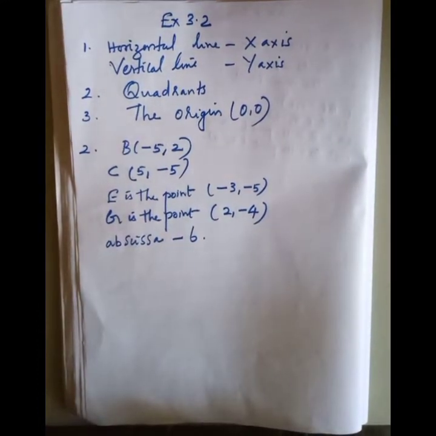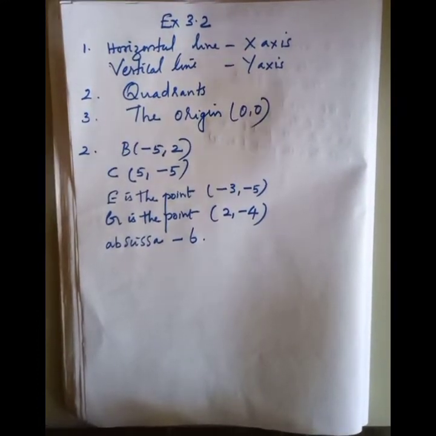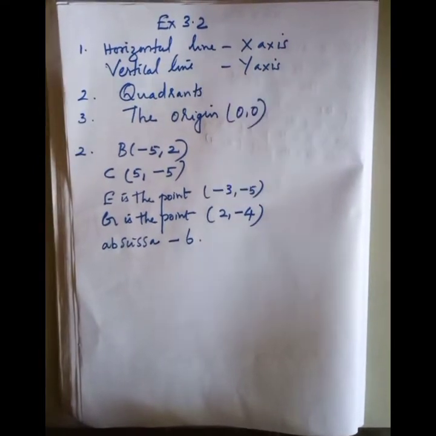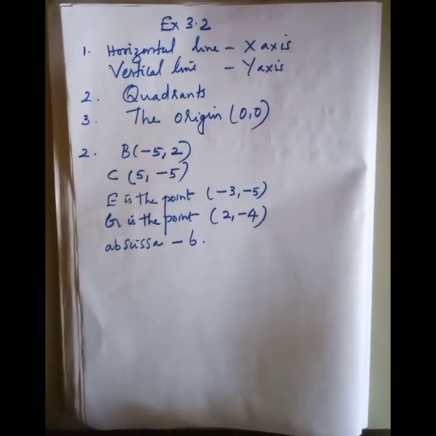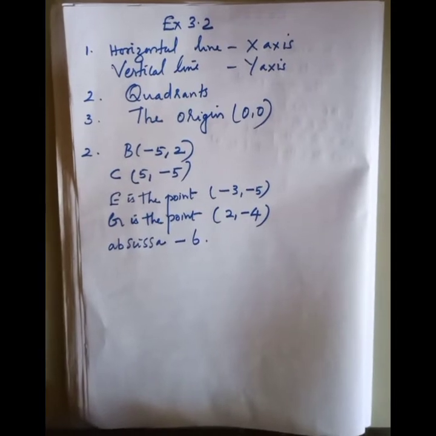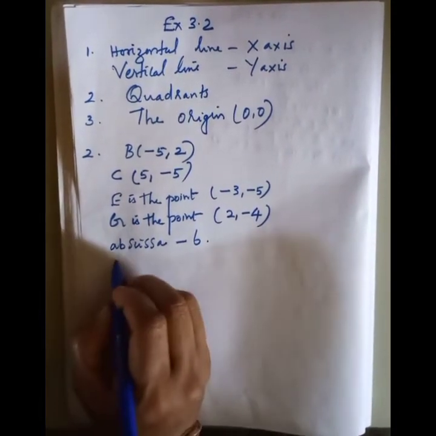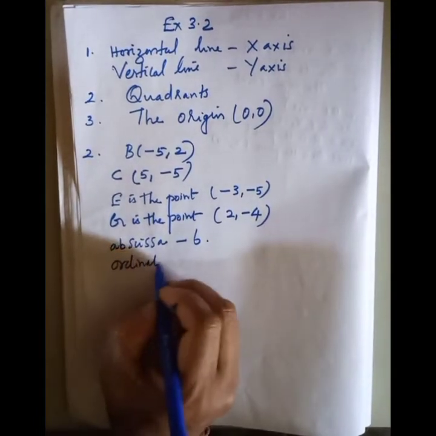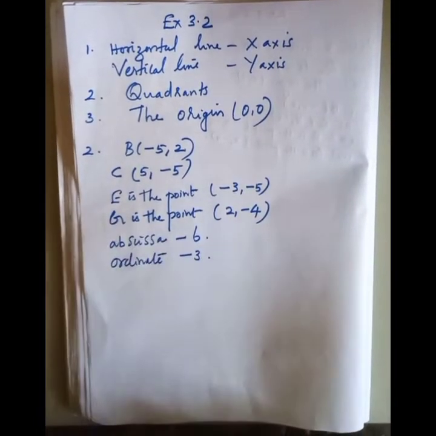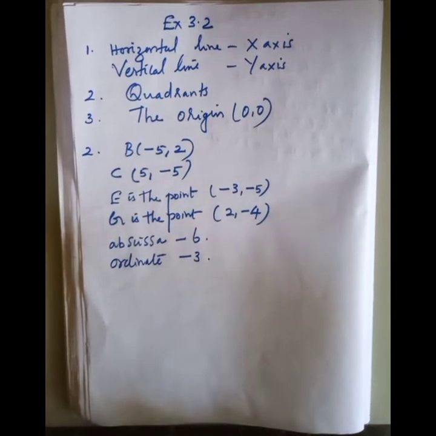Okay. Next question. The ordinate of the point H. What is the point H given in the question? H is minus 5, minus 3. So what will be the ordinate, children? Very good. Ordinate is minus 3. So the balance 2 questions you do as homework.